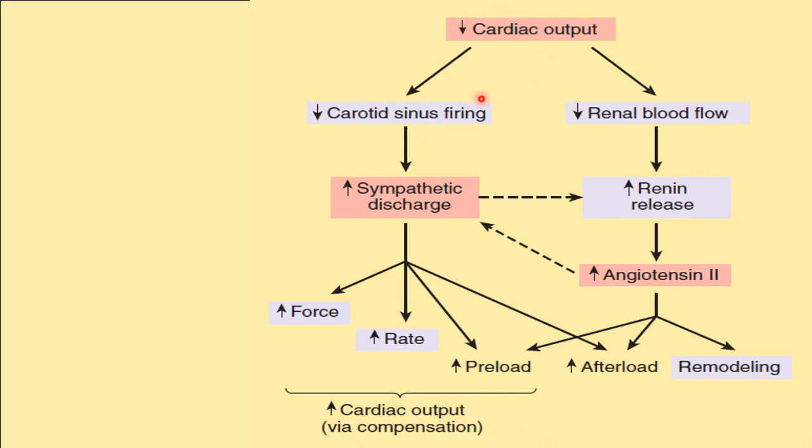And simultaneously, when cardiac output decreases, the renal blood flow decreases, which will increase the release of renin and increase production of angiotensin 2, which is a potent vasoconstrictor, causing increase in afterload, and aldosterone secretion will also increase, which will cause sodium and water retention, and it will increase the preload as well, and all these changes will lead to remodeling of the myocardial cells.